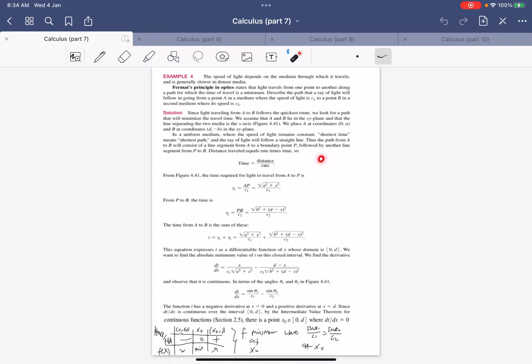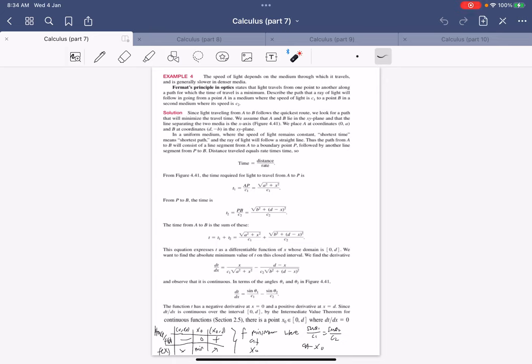So what they did is go from point A to point B through two mediums. It travels in the first medium a distance of the square root of a squared plus x squared, over c1, and in the second medium the square root of b squared plus (d minus x) squared, over c2. Then you just add the times up to get the total time, and now you want to optimize this time.